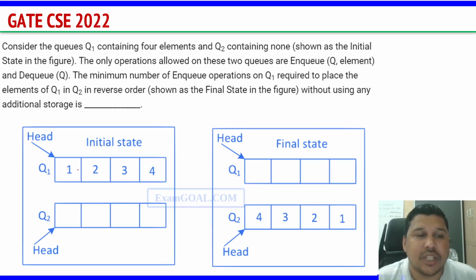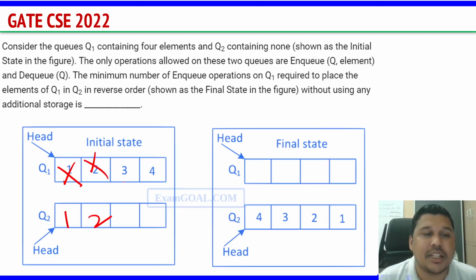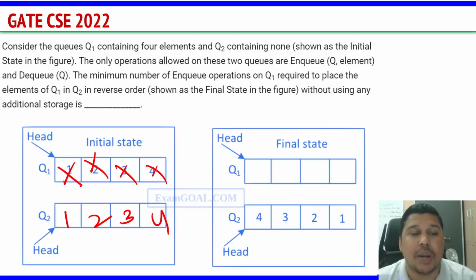In a queue I can only delete at the front. If I delete 1, then I can insert it in Q2. So it becomes like this. If I delete the next, it comes here. So even if you are doing DQ, you are unable to get 4, 3, 2, 1. Even if you are doing DQ, you are unable to find the reverse order.